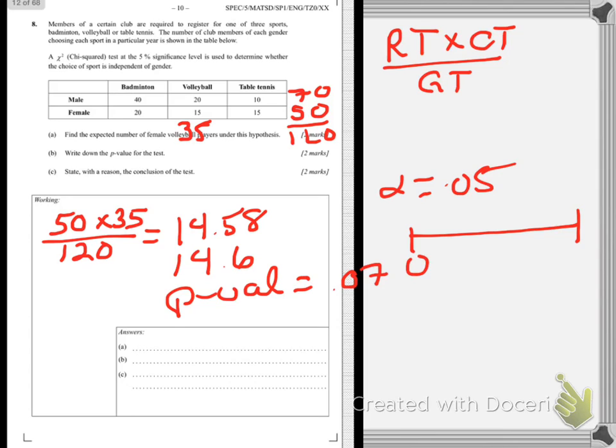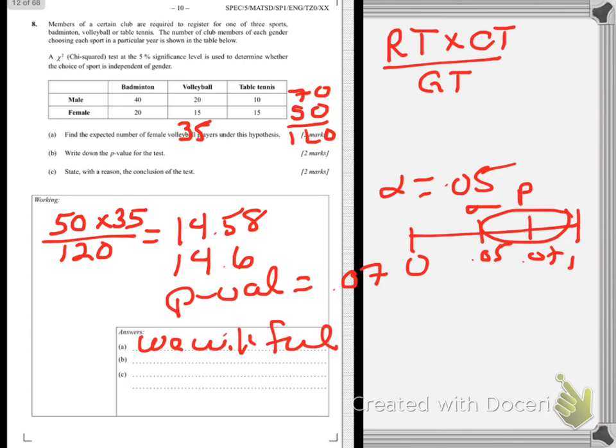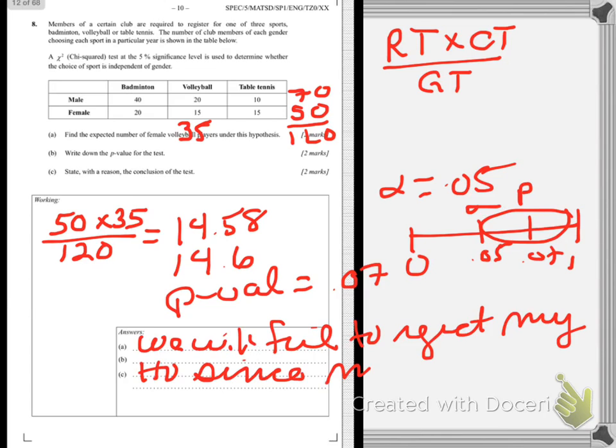Okay, now we have alpha is equal to 0.05, and if I go on a number line between 0 and 1, here's alpha 0.05, here's my p-value 0.07. And so this area here, we keep the H0. And so in statistics talk, we will fail to reject my H0 since my p-value is greater than my alpha.